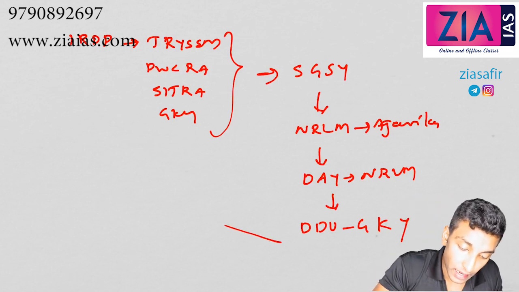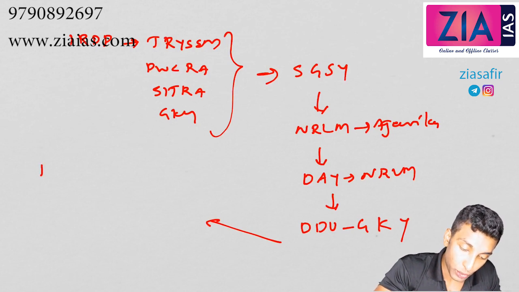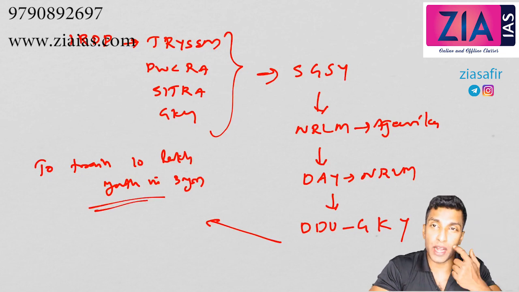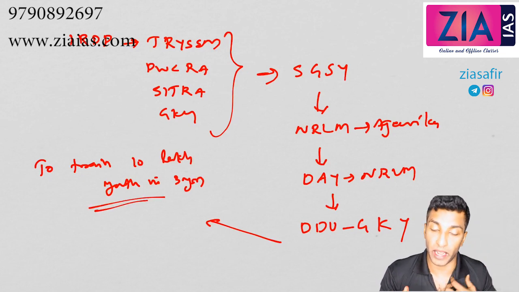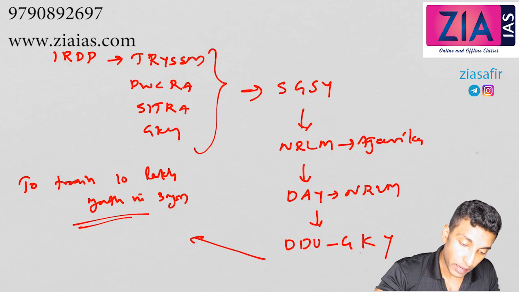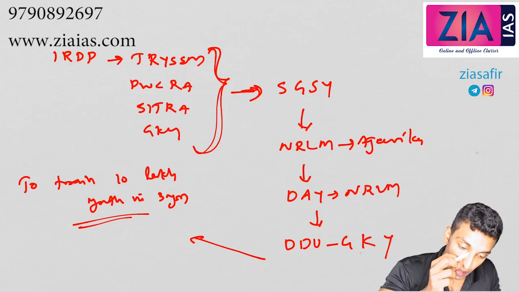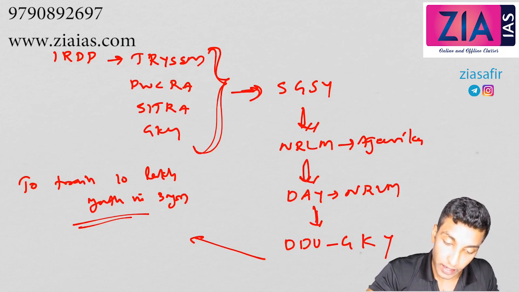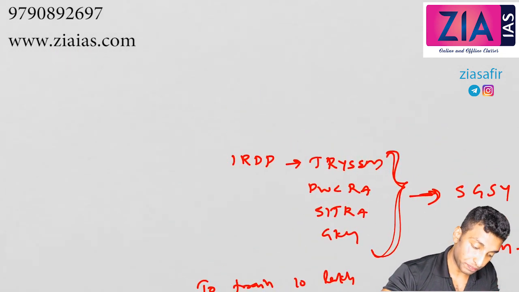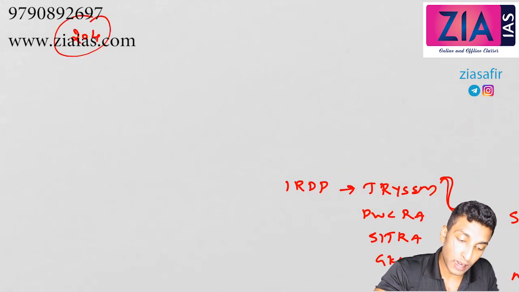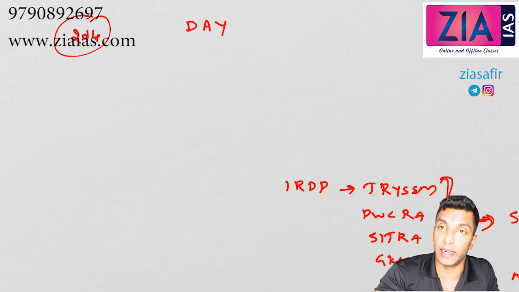Now what about the target? The target of this is to train 10 lakh youth in 3 years. This training means international quality training, so that they can get a job anywhere, by 2017. So if you remember IRDP, this is how it is going: IRDP, all these merged to SGSY, then NRLM, then DAY, then DDU GKY. So here DAY, Deen Dayal Antyodaya Yojana in 2014, is having two components.